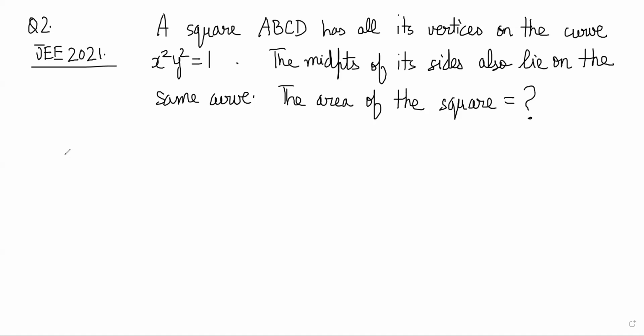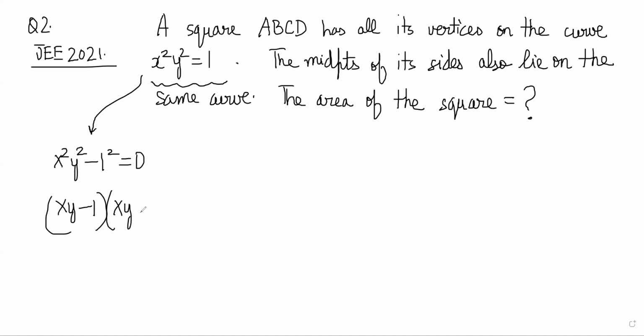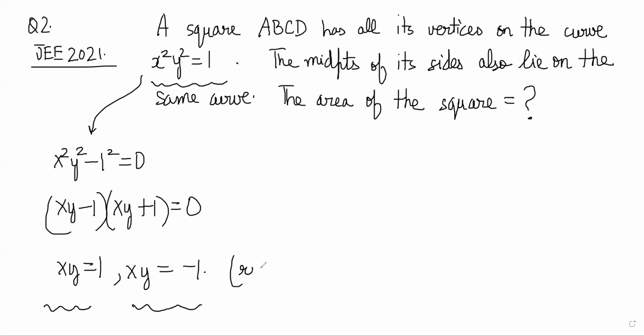Okay. So what we will do here is first of all try to understand this curve. This curve is not a standard curve that you have seen usually, but you can easily write this as x square y square minus 1 square equals 0, and you can factorize it as this. So technically it's a product of two equations, xy is equal to 1 and xy is equal to minus 1, both of which are basically rectangular hyperbola.